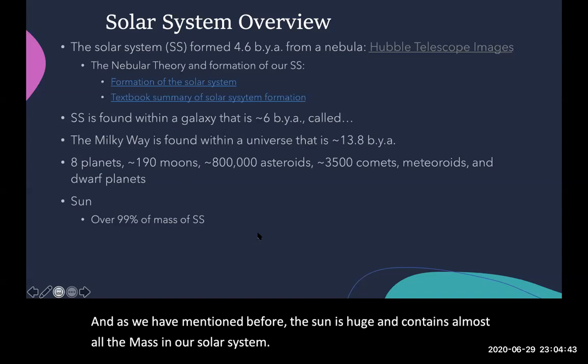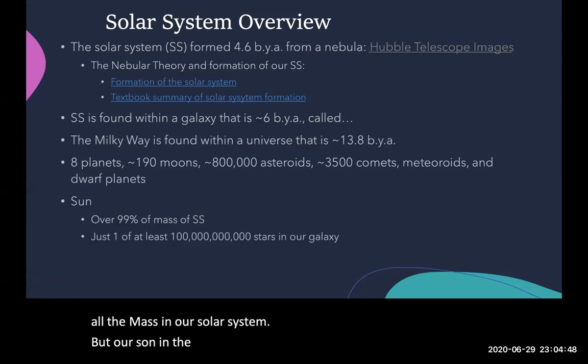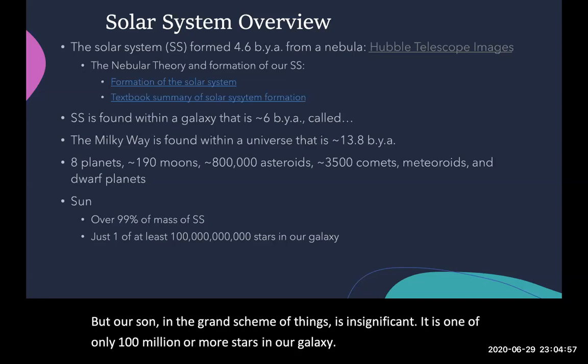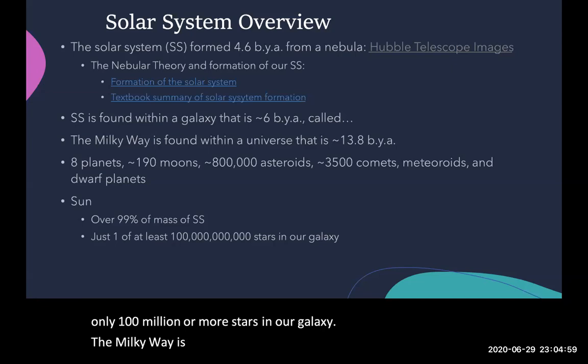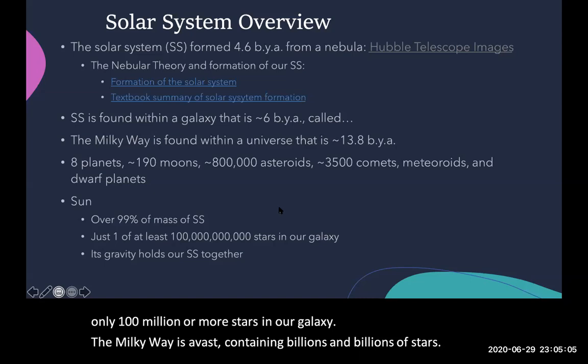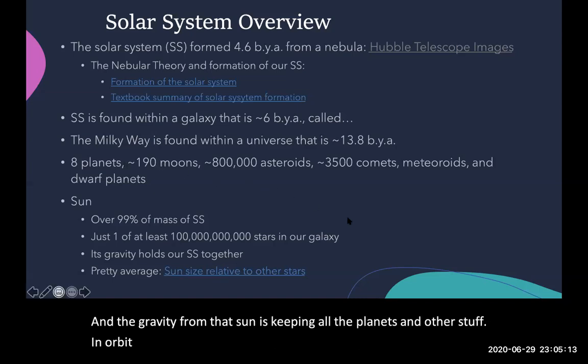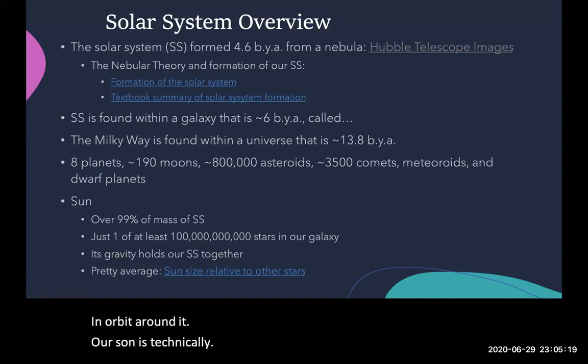But our sun in the grand scheme of things is insignificant. It is one of only 100 billion or more stars in our galaxy. The Milky Way is vast, containing billions and billions of stars. And the gravity from that sun is keeping all the planets and other stuff in orbit around it. Our sun is technically classified as a yellow dwarf star, but it's pretty average as far as stars go.